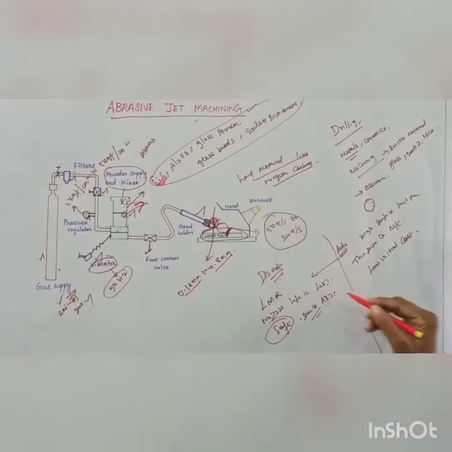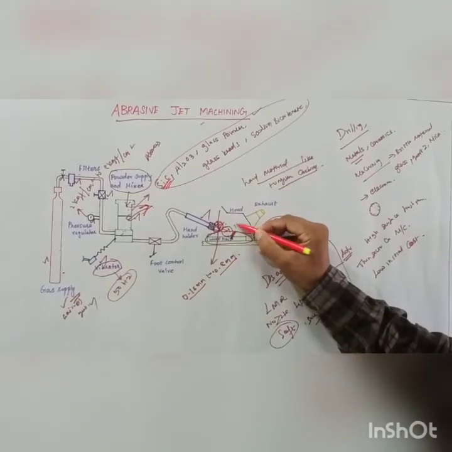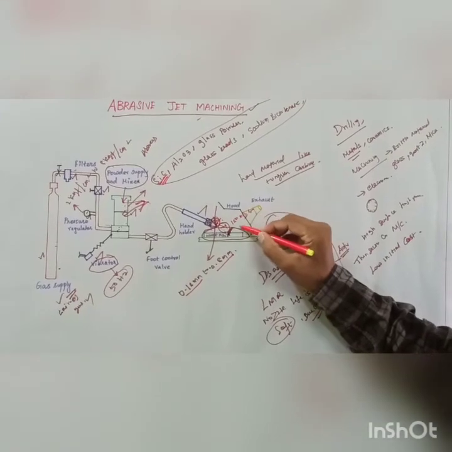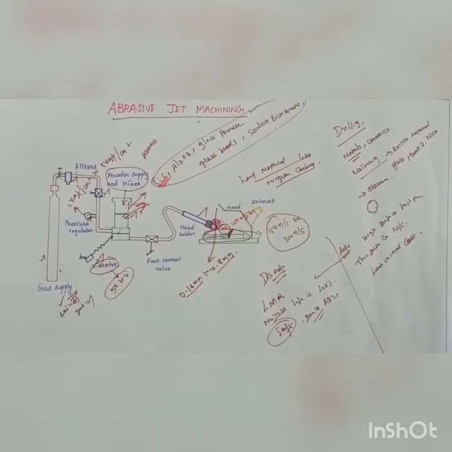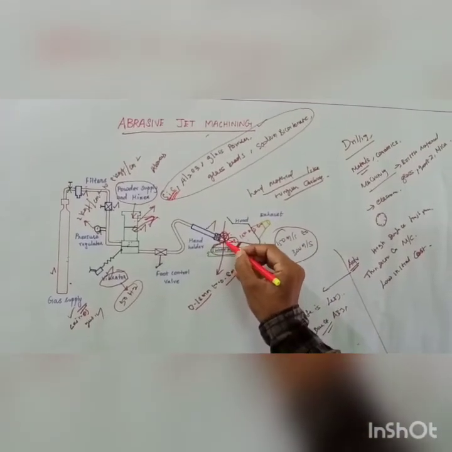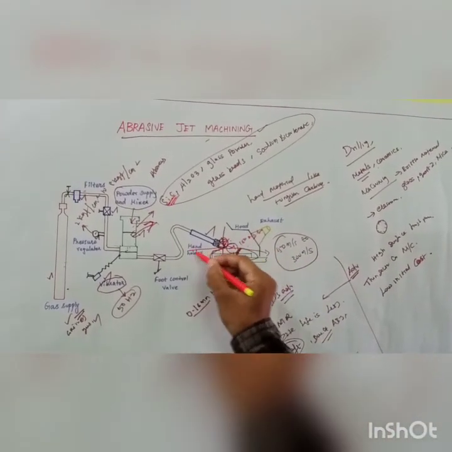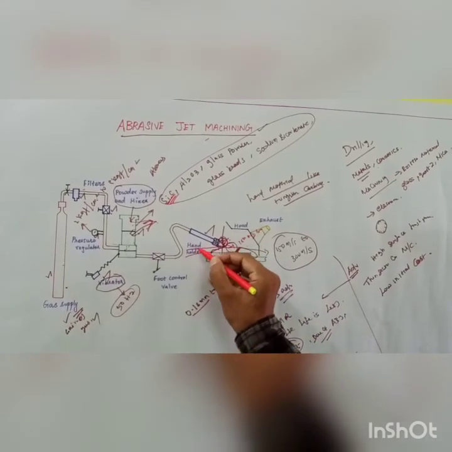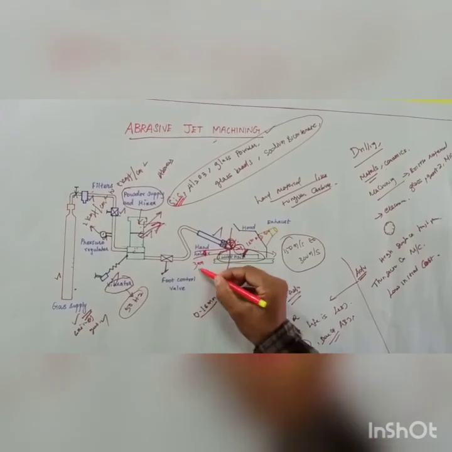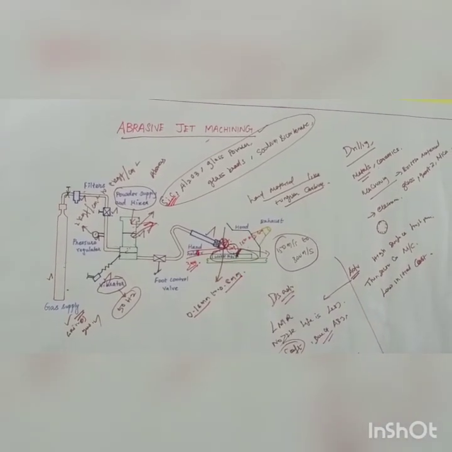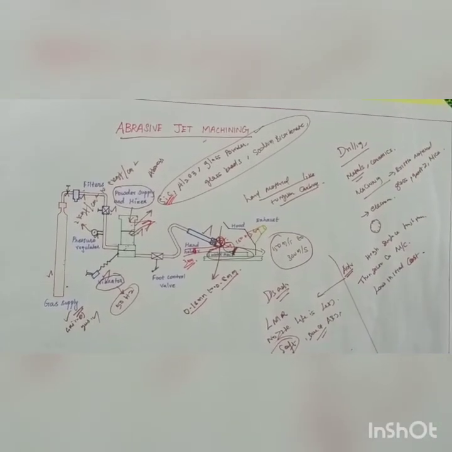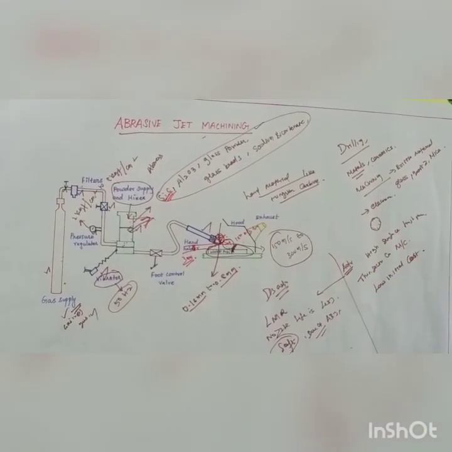and the velocity of the jet, which ranges from 150 meters per second to 300 meters per second, and the distance between workpiece and nozzle tip. Normally this distance is 3 mm. These are the things we need to consider for metal removal rate. Thank you.